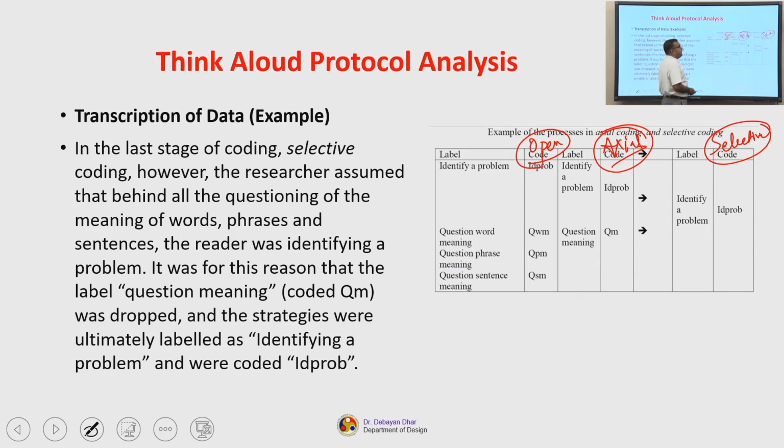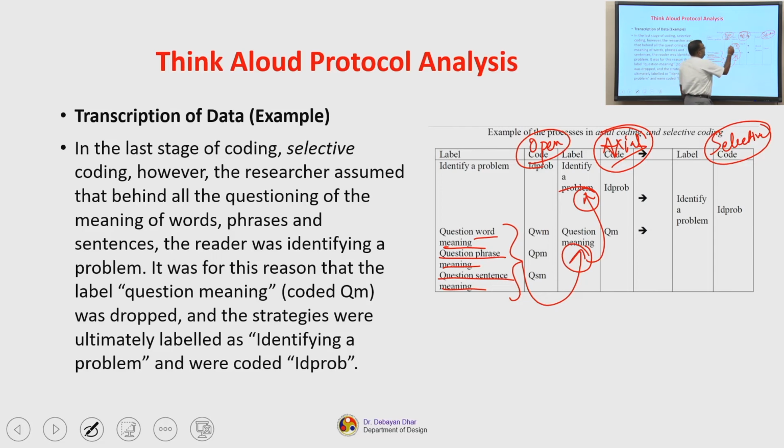So, essentially what we are saying is that he is questioning the word meaning, the phrase meaning, the sentence meaning, all of which are related to questioning meaning only, and he is doing this because he wants to identify the problem. So, if we focus on identification of problem as a theme or as a strategy, all this questioning of meaning becomes a sequential process performed in order to achieve the overall objective of identifying a problem. So, this becomes the selective code.